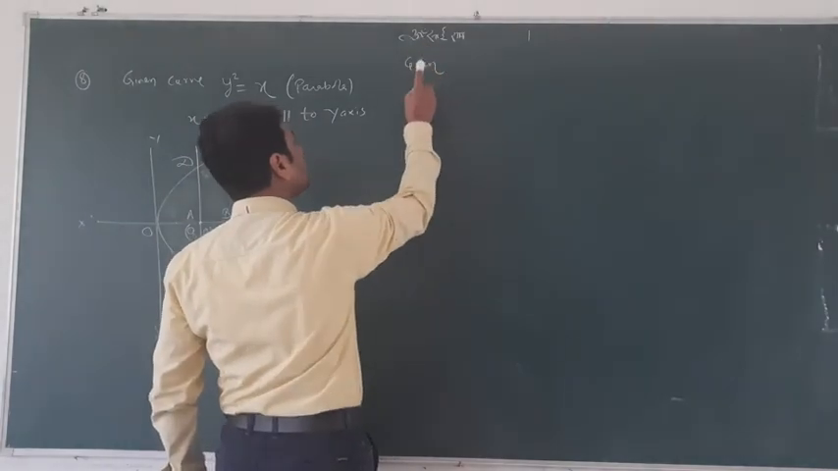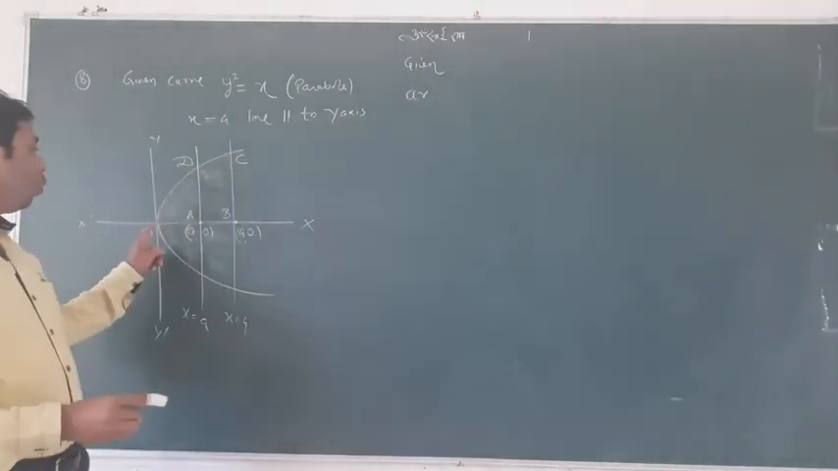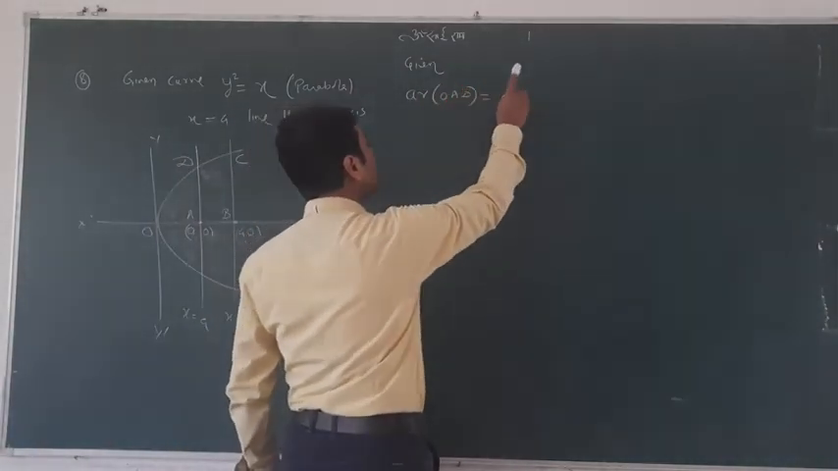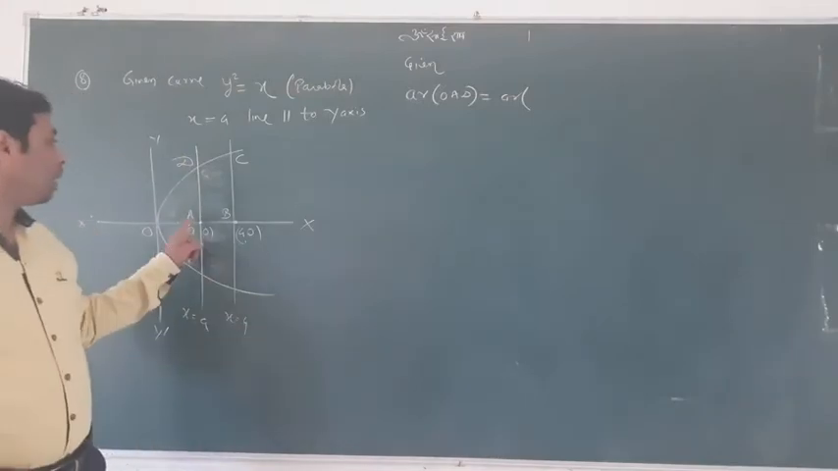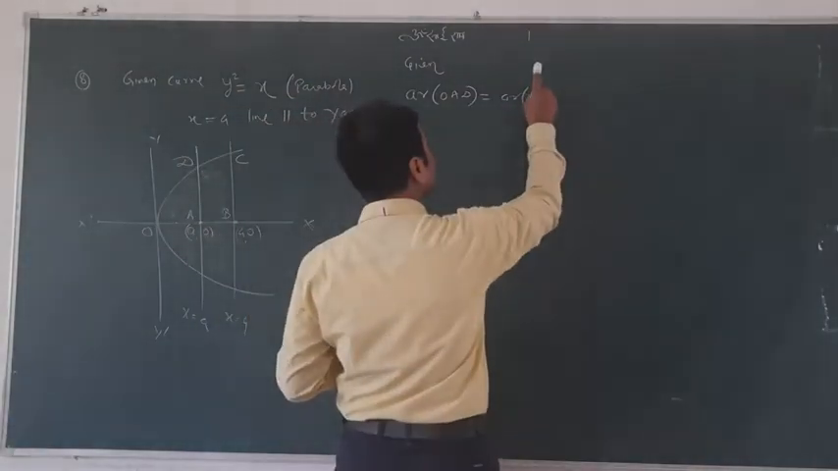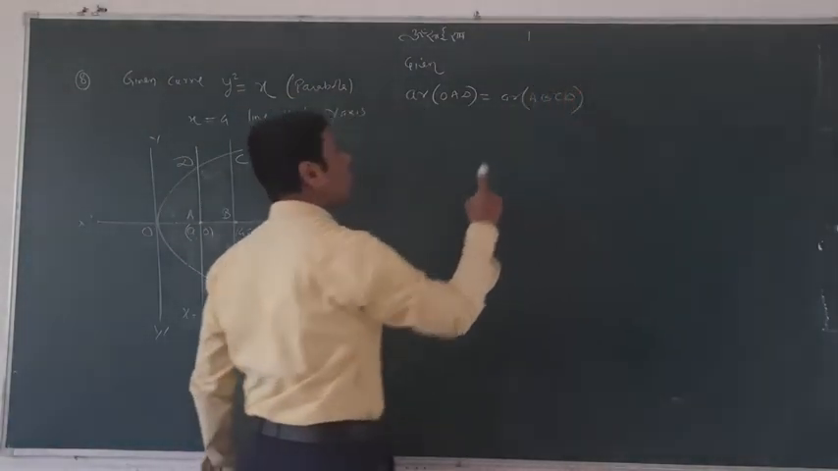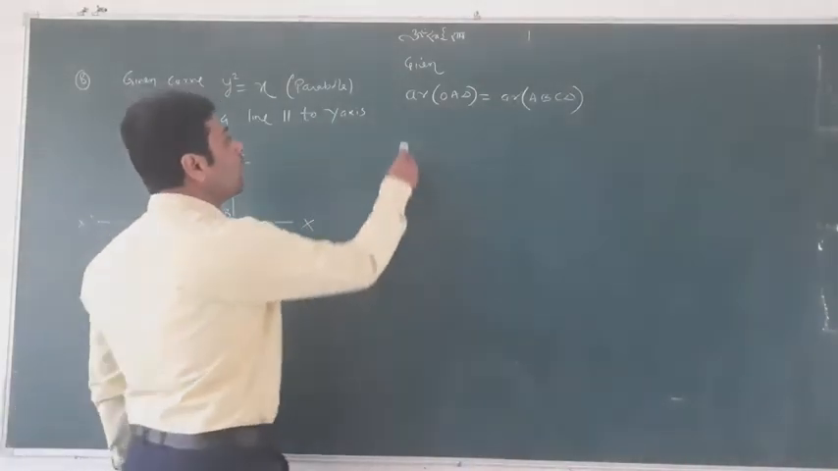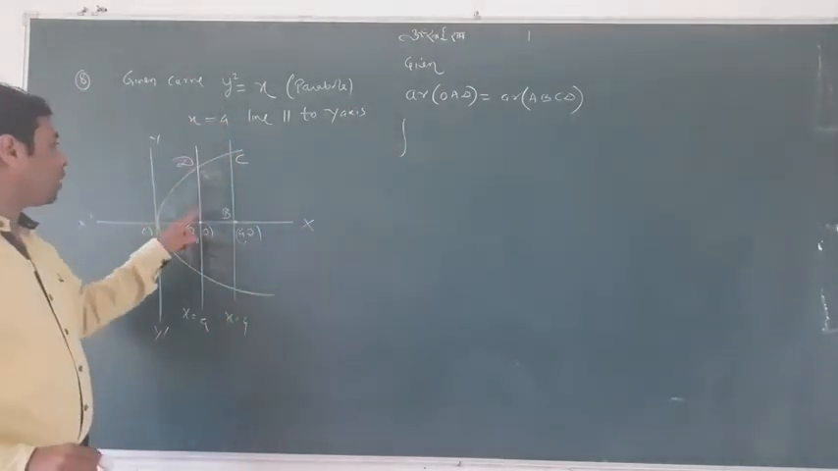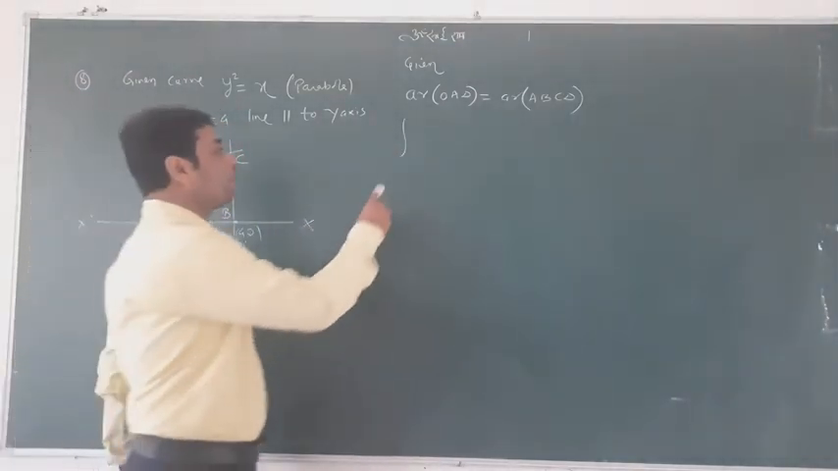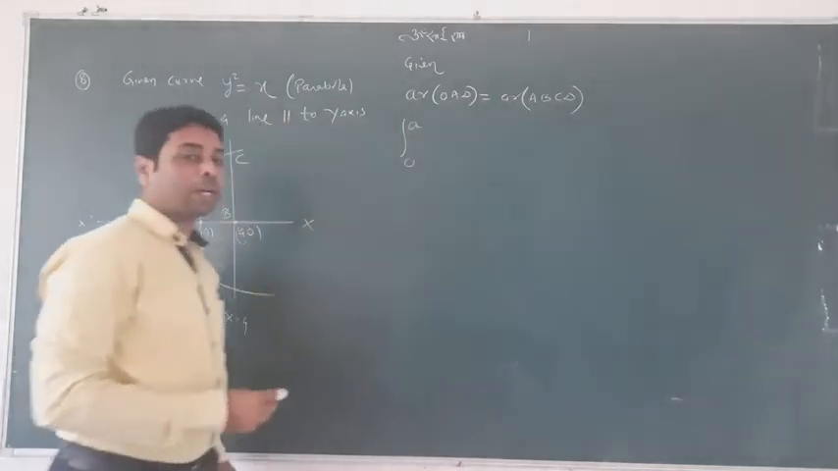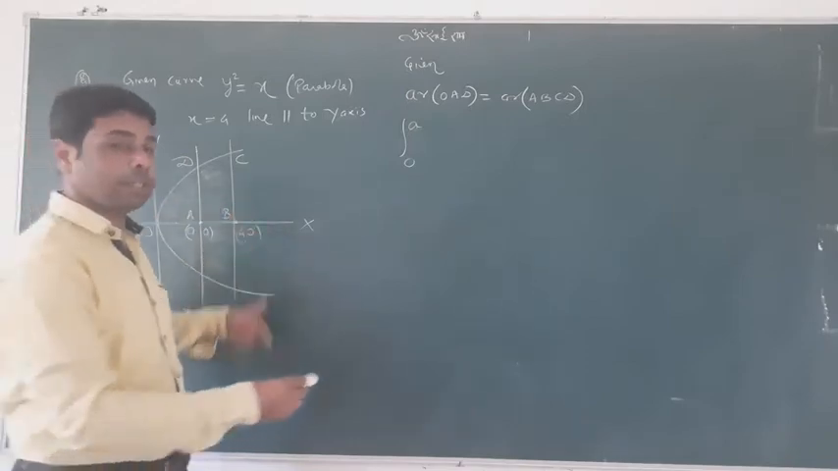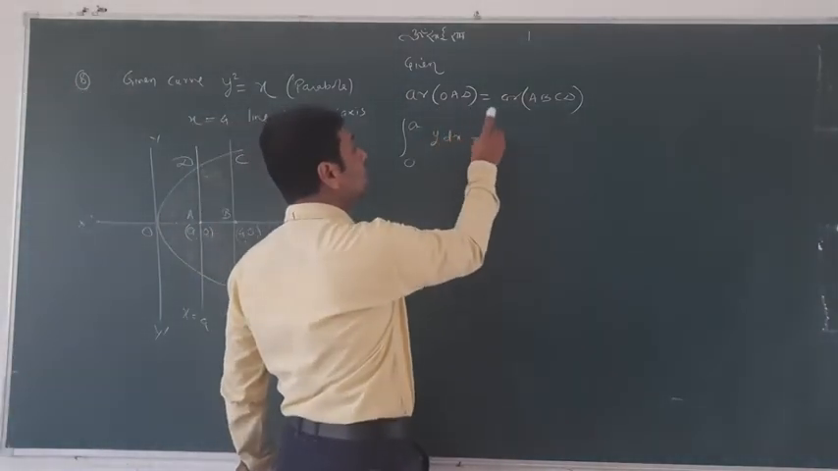So what is given? According to the question, area of OAD equal to area of ABCD. These two areas are equal because the whole area was divided equally. Now can you tell me, area of OAD is from 0 to a, covered by this graph. On the x-axis, we will take y dx.